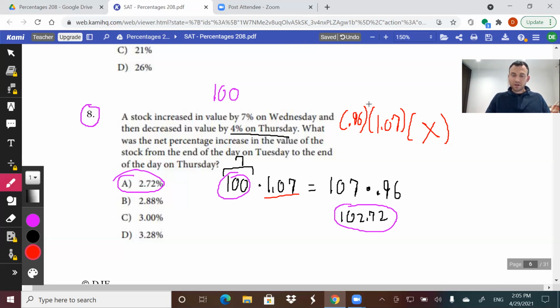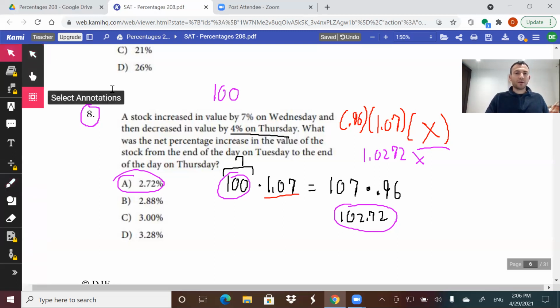So it's literally going through the steps we just did here, except instead of using a number like 100, you're just keeping it as a variable X. But if you do 1.07 times 0.96, what you're going to get is 1.0272x. In other words, you're going to increase by 2% and change. All right. So anyway, that's number 8.